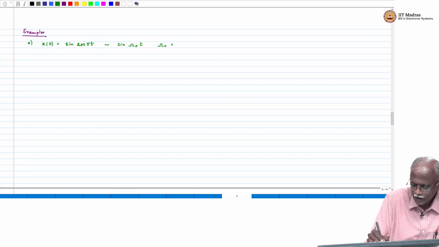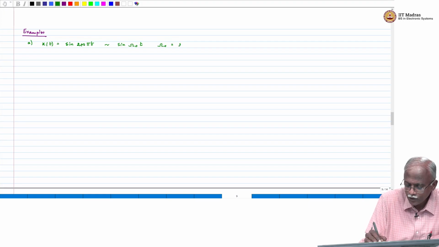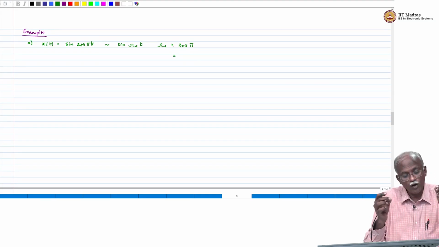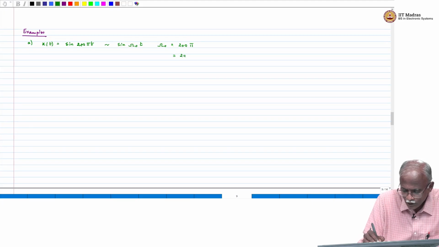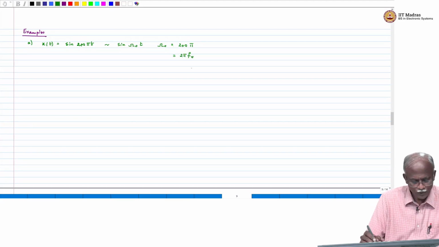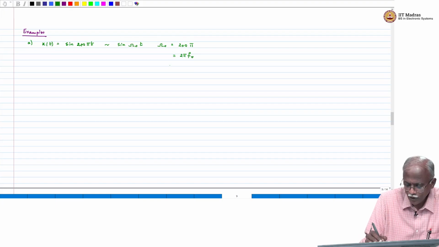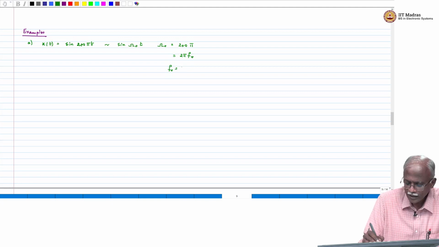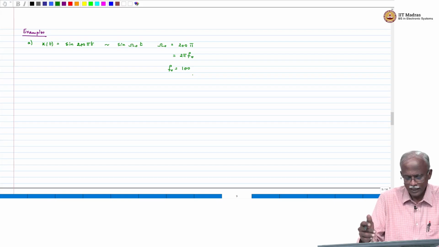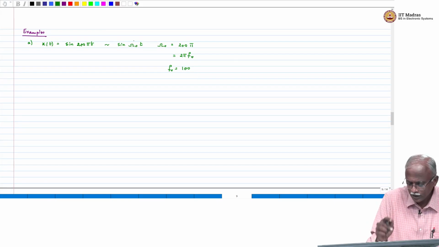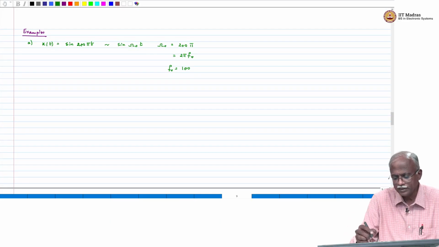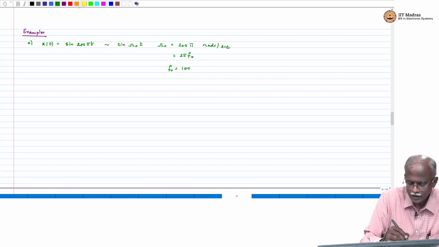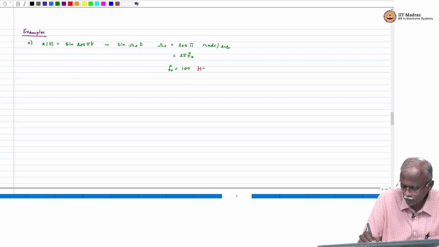So omega naught, the continuous time frequency, is equal to 200 pi. Now, the typical form of continuous time frequency is 2 pi f naught. So you compare these two, and you find that f naught is equal to 100 hertz. The continuous time frequency is 200 pi, in radians per second, and f naught will be in hertz.